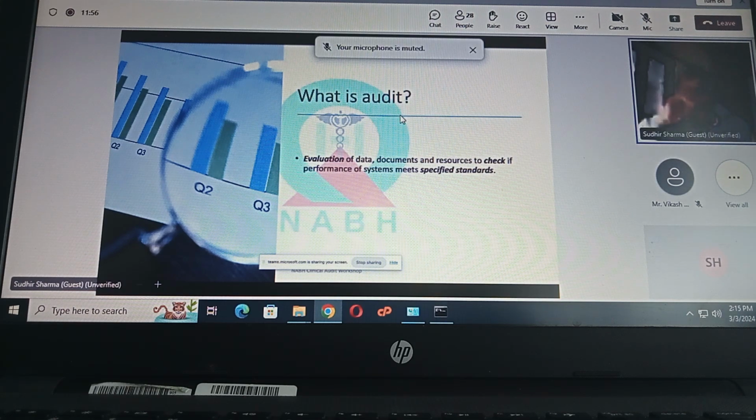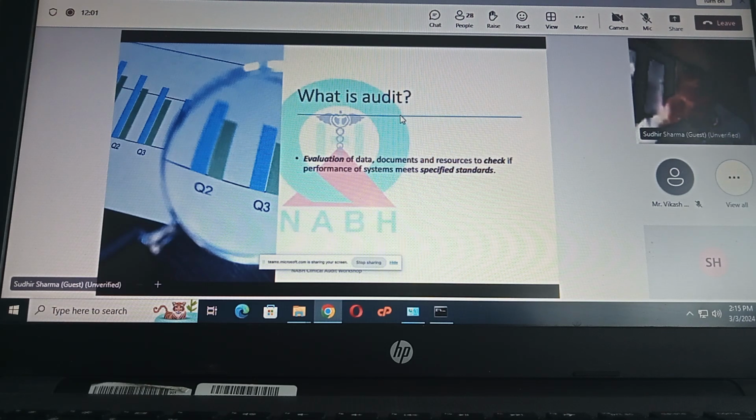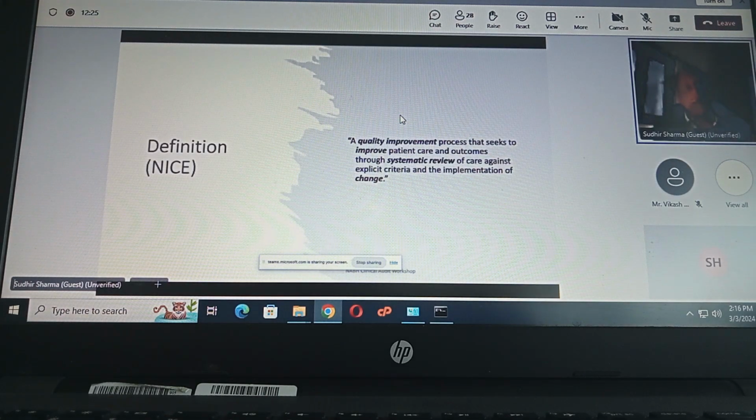Alright. So what is audit? Audit is based. It is evaluation of data, and where does that data come from? It comes from documents. So what is the NICE step? So then it tries to improve patient care.